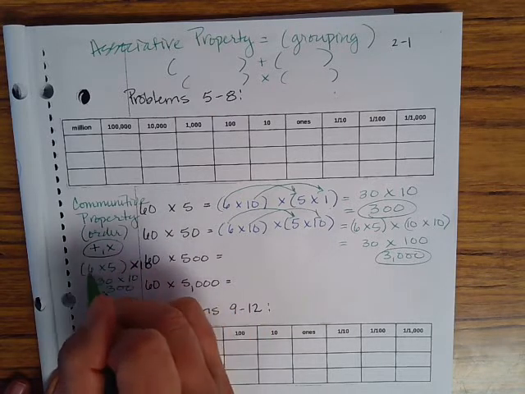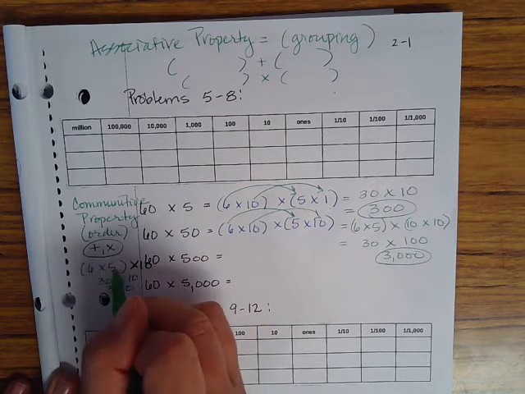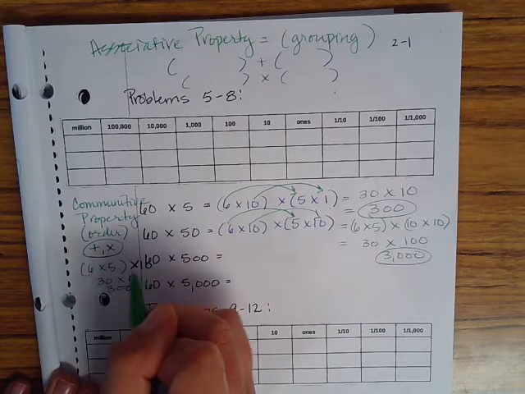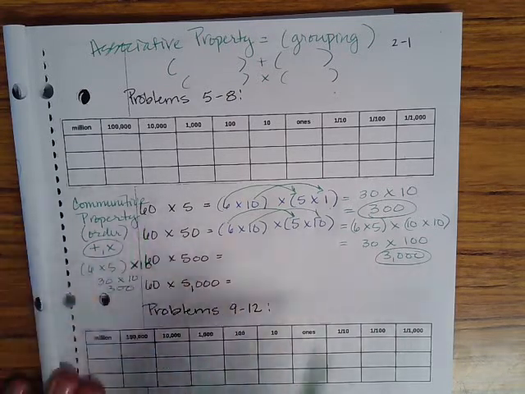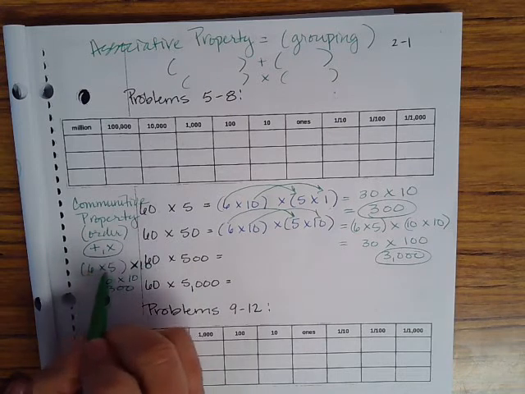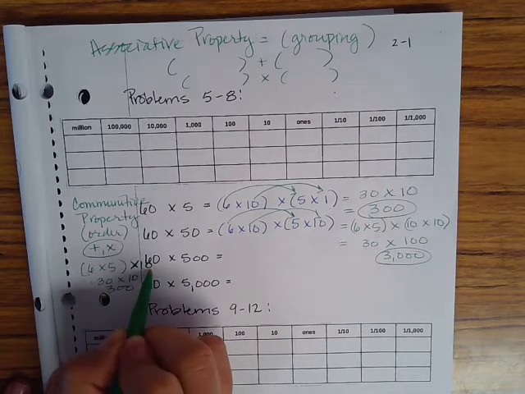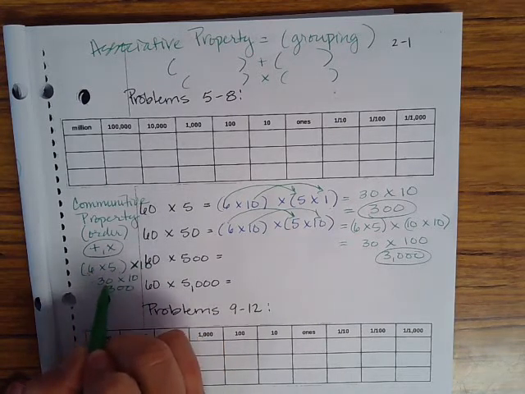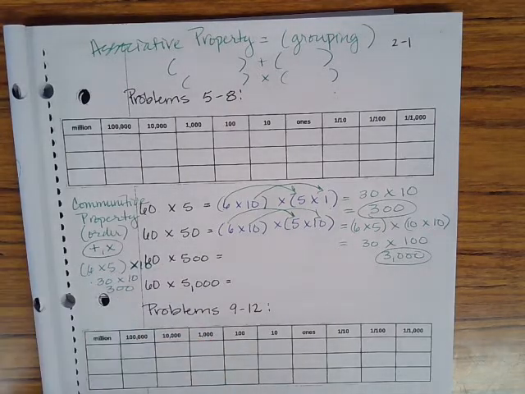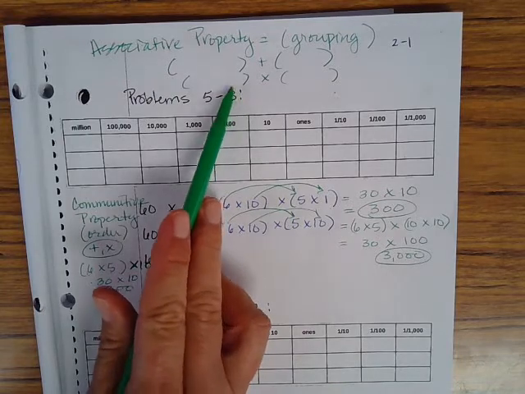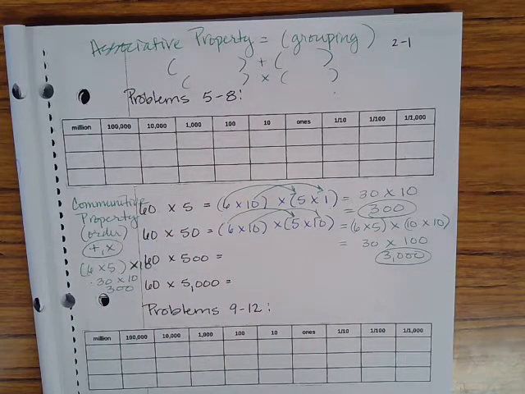Well, actually, because you know your multiplication facts that 6 times 5 is 30, you can multiply more quickly by grouping 6 times 5 times 10. 6 times 5, which gives you 30, times 10, which gives you 300. That's the idea about grouping numbers so that they're easily multiplied together.